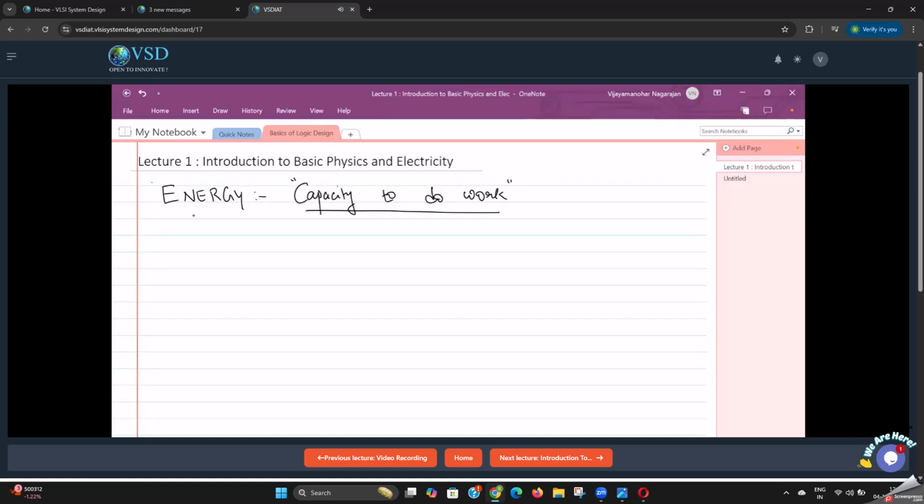So the energy exists in the form of two domains mainly. One is called potential, the other is called kinetic. Potential is coming out of storage and kinetic is coming out of movement.